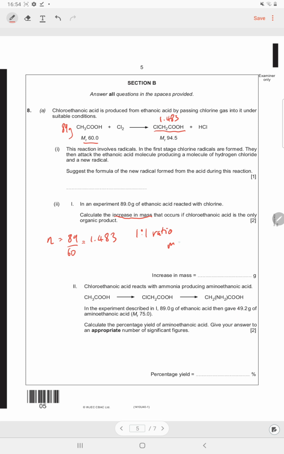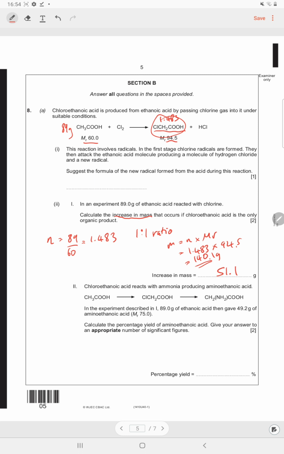So the mass of that will be number of moles times MR. So it's 1.483 times 94.5, so it's 140.1 grams. That's not the final answer. That's how much of that you're going to get. But it asks for the increase, doesn't it? So you start off with 89, you're going to end up with 140.1. So the difference is 51.1.